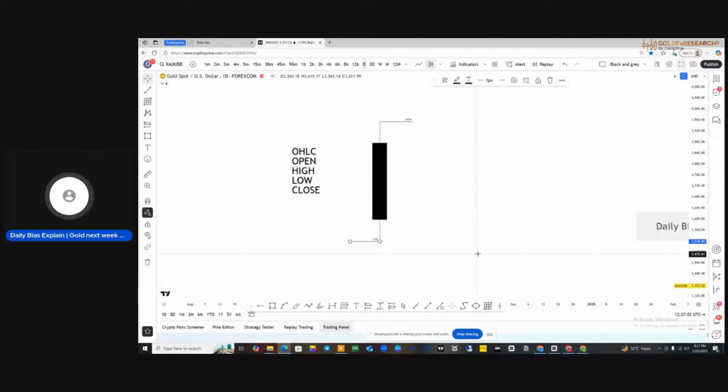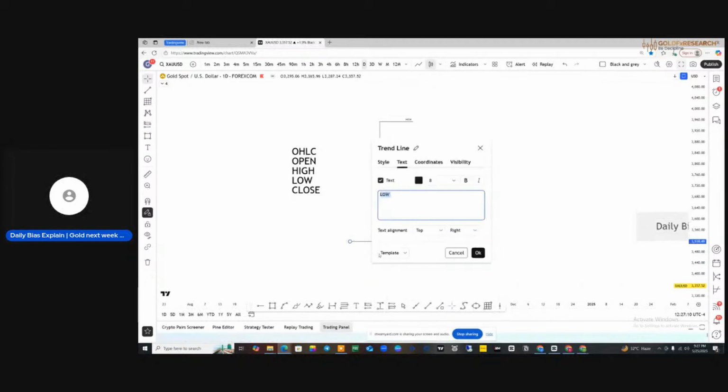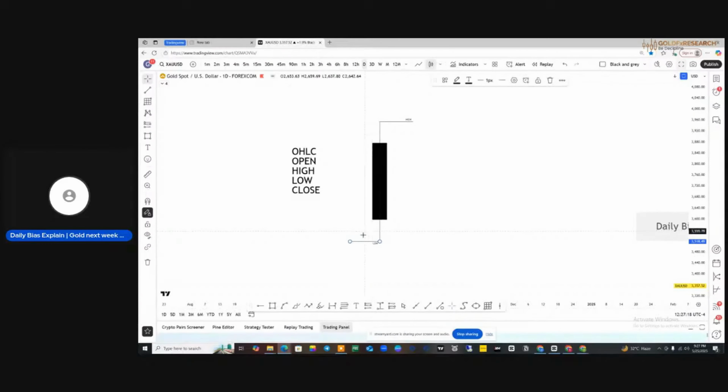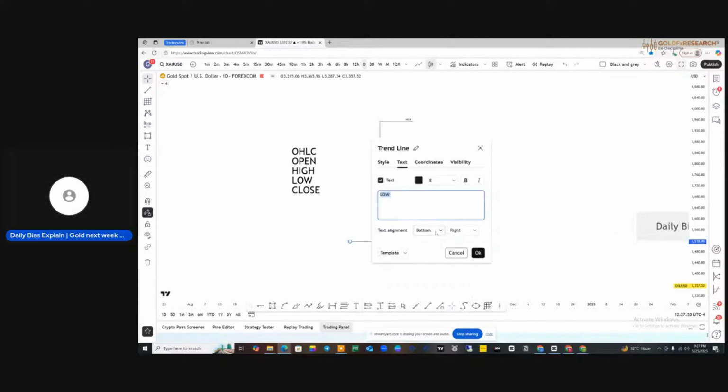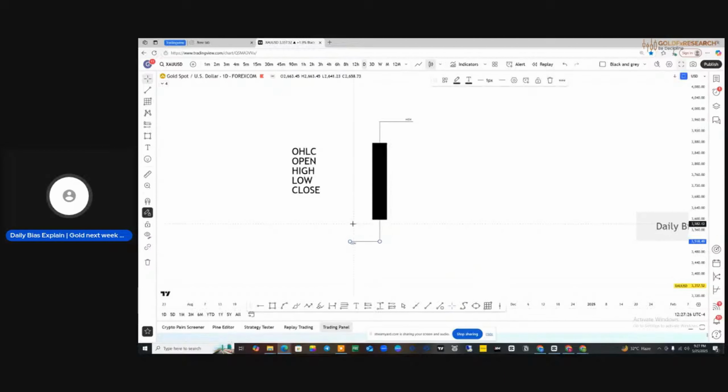I am marking the wicks. You all need to keep in mind what exactly the wicks are. For example, if you take a daily candle, what will the wick of the daily candle signify to you? It will indicate the low price of that day, or it will tell you what the lowest point of the market was on that particular day.